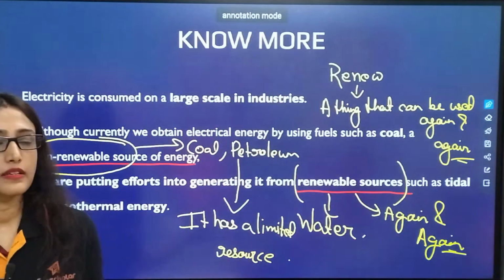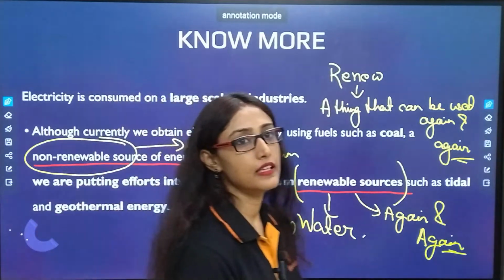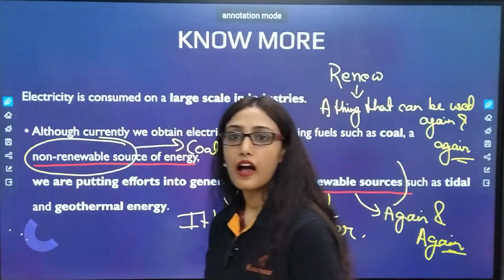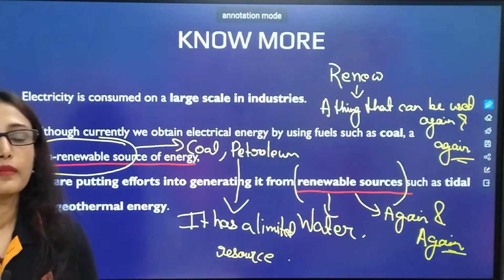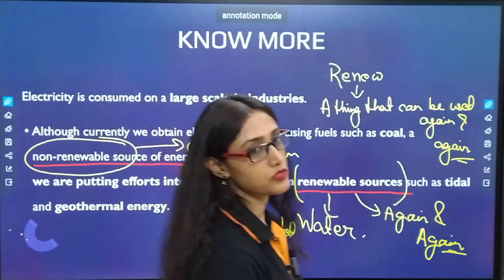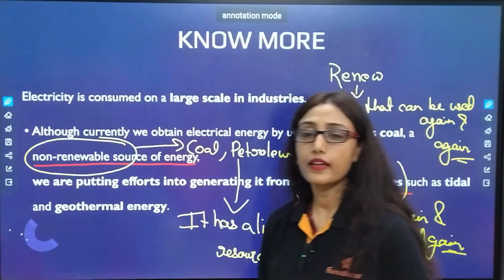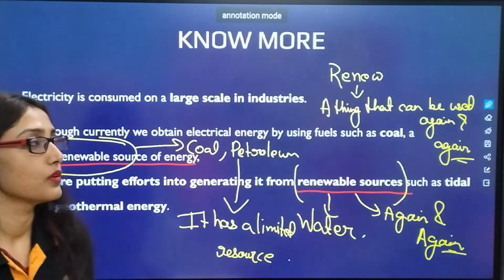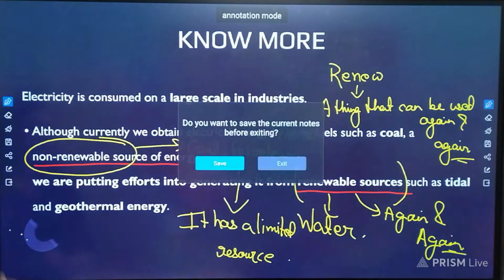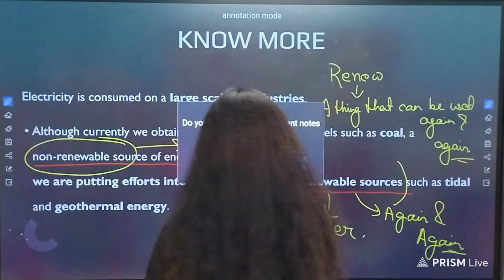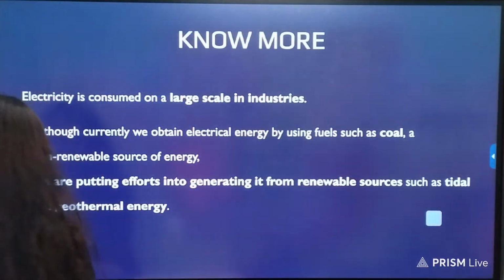Only steam engines are found in the hilly stations like Shimla, Darjeeling, etc., but other than that, most trains in India now run on electricity. Okay, done. So I have given you so much extra information from one chapter.